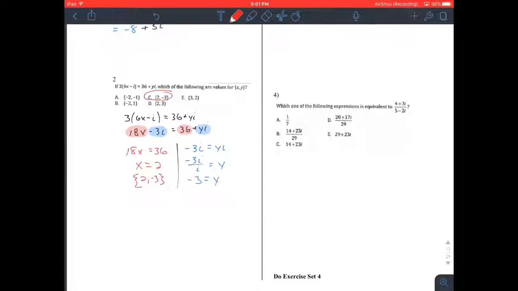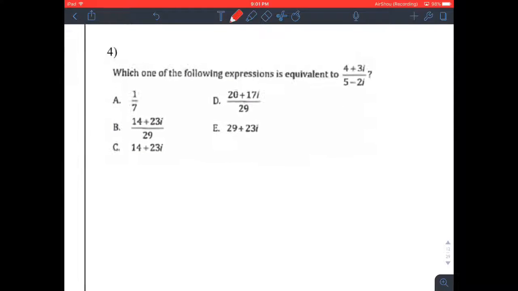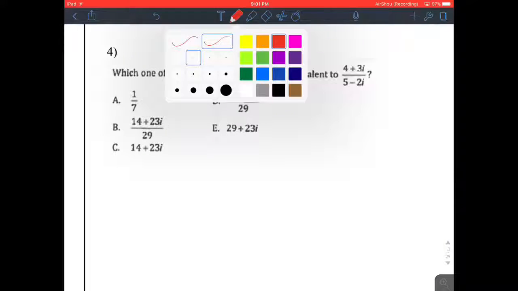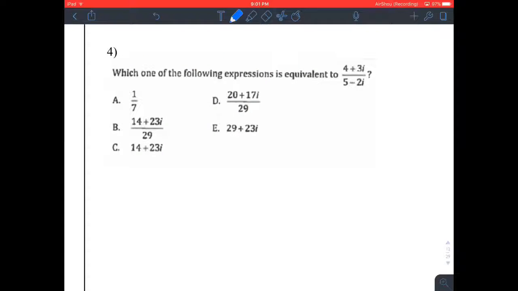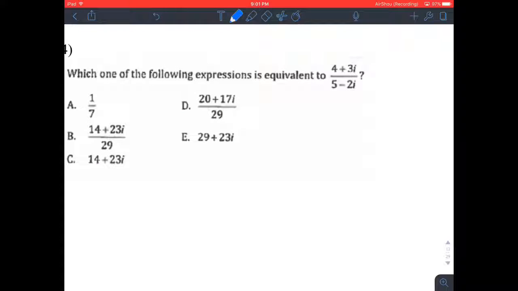One more. Yay! Which one of the following expressions is equivalent to this hot mess? Well, it's not really proper to have imaginary numbers on the bottom of a fraction. Why? I don't know. This just isn't. To fix it so that it's not down there, you want to multiply the top and bottom of the fraction by the conjugate of the bottom.